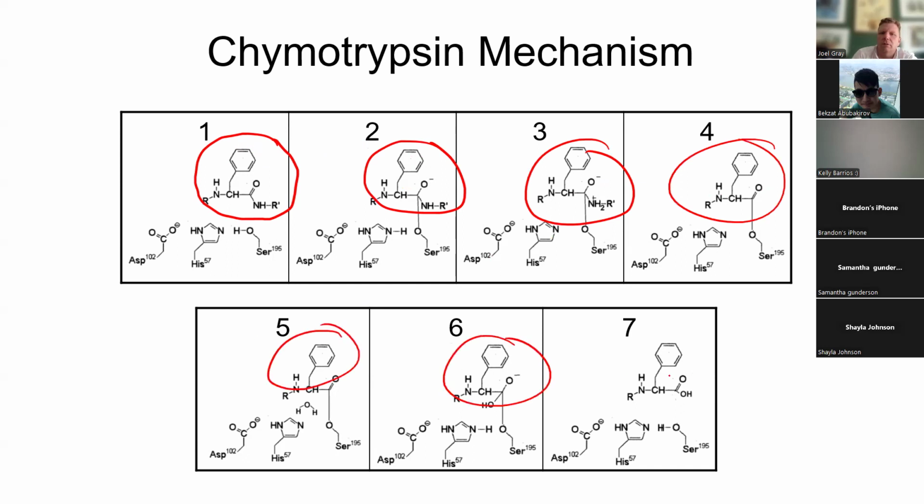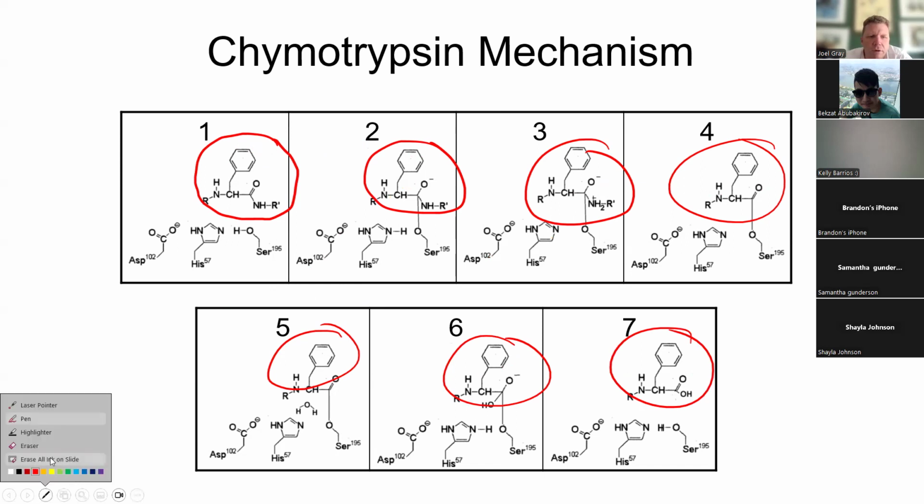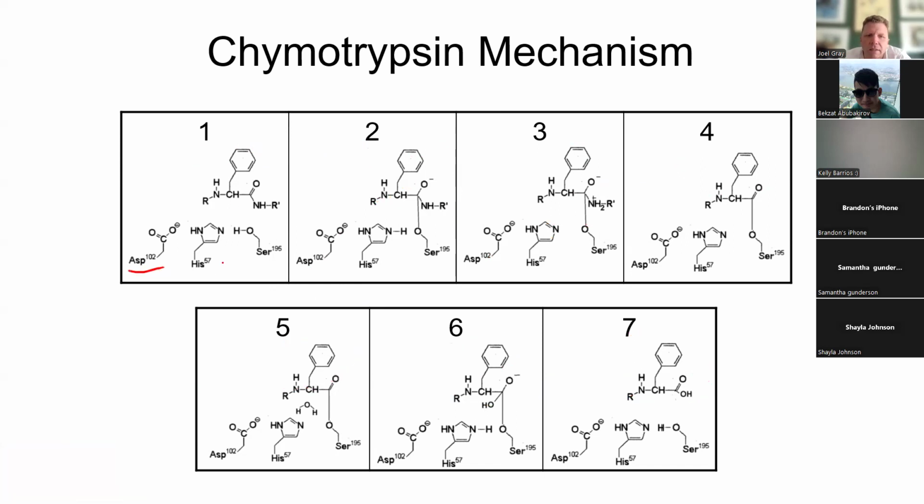5, 6, 7. That's our substrate. And at the bottom of this figure are all of the amino acids that are involved in this. So aspartate, histidine, serine. What I think is really effective is to look at each one of these amino acids individually and see how they change. If we track aspartate 102, it's negatively charged across every single one of these. Why is that? Because all that it's doing is hydrogen bonding with this histidine.